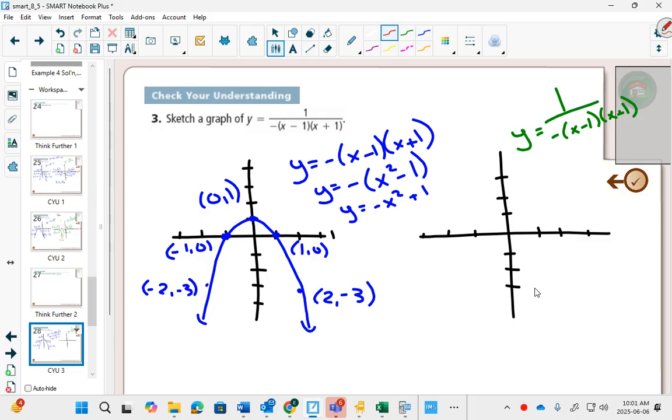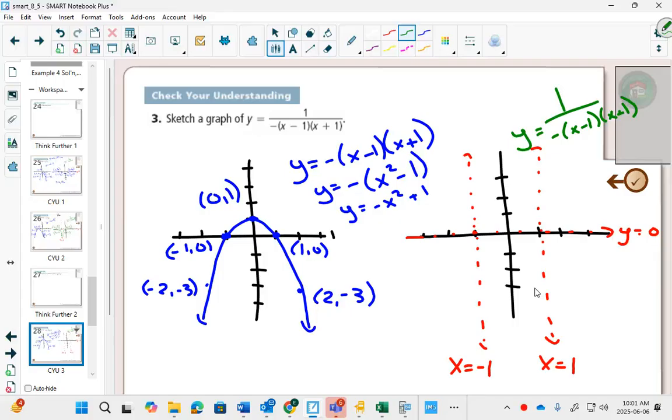Do I have x-intercepts? Yes. So on my reciprocal graph, these become vertical asymptotes, and you can label them with their equations. X equals -1, x equals 1, and we also will have a horizontal asymptote at y equals 0.